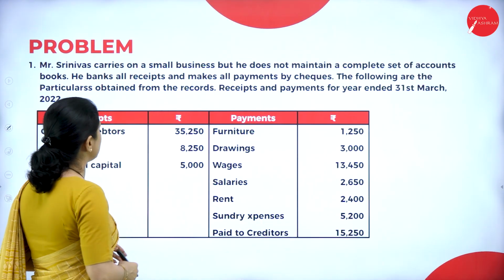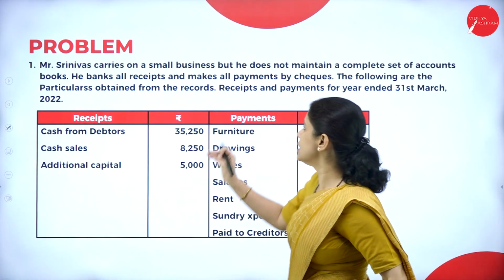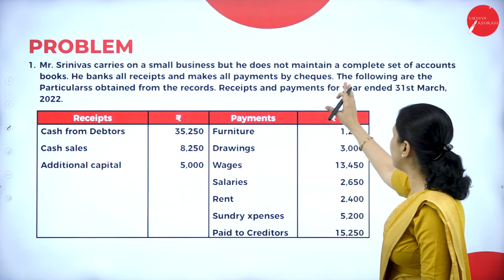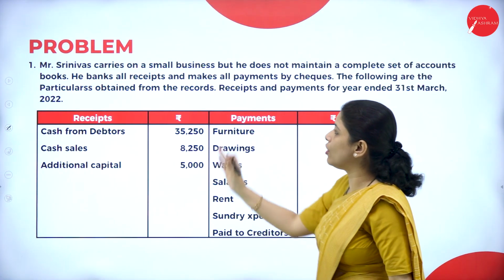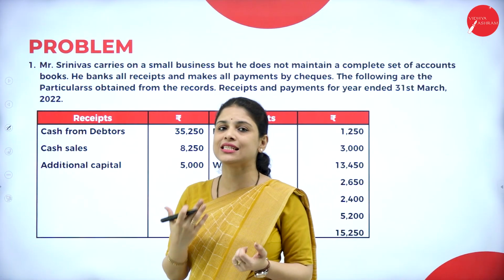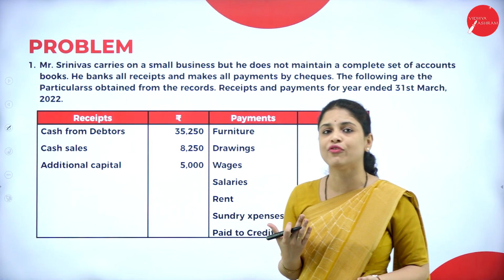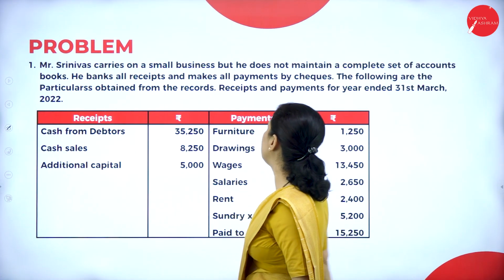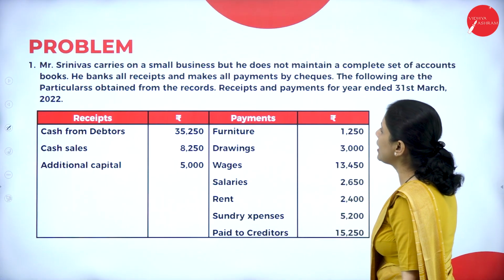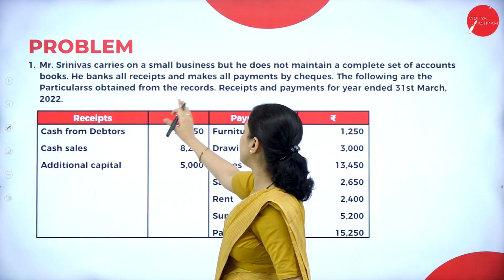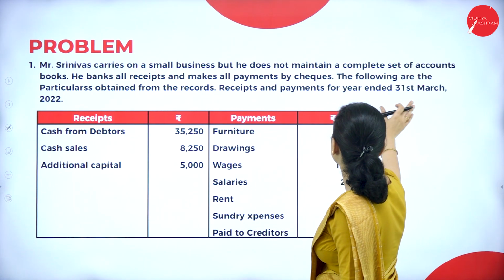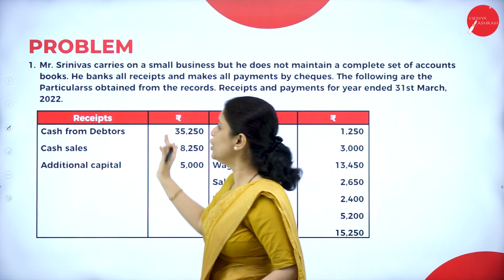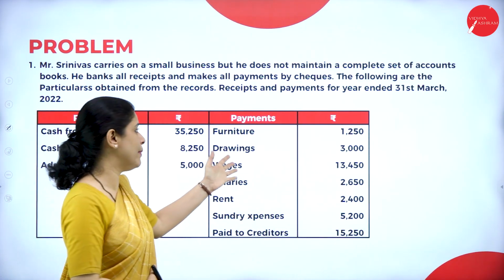The first problem is: Srinivas carries on a small business but does not maintain a complete set of books of accounts. That means he is maintaining his books in single entry system. He banks all the receipts and makes all the payments by cheques. The following are the particulars obtained from the records: receipts and payments for the year ended 31st March 2002.